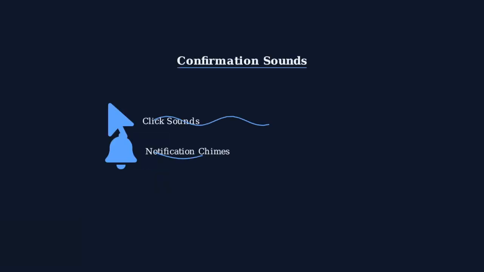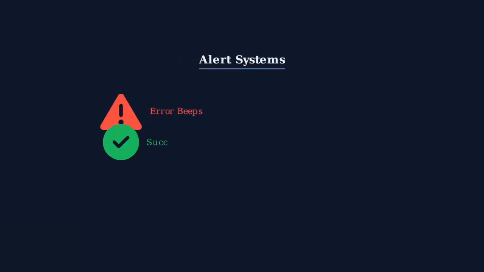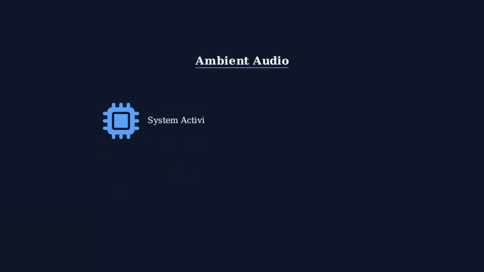Auditory feedback serves three primary purposes in human-computer interaction. First, confirmation sounds let us know our actions were registered successfully. Second, alert systems use distinct sounds to communicate different types of system states. Error beeps warn us of problems, while success tones celebrate completed actions. Third, ambient audio provides continuous background information about system activity, like the gentle hum of a computer fan or the subtle sounds that indicate data is being processed.